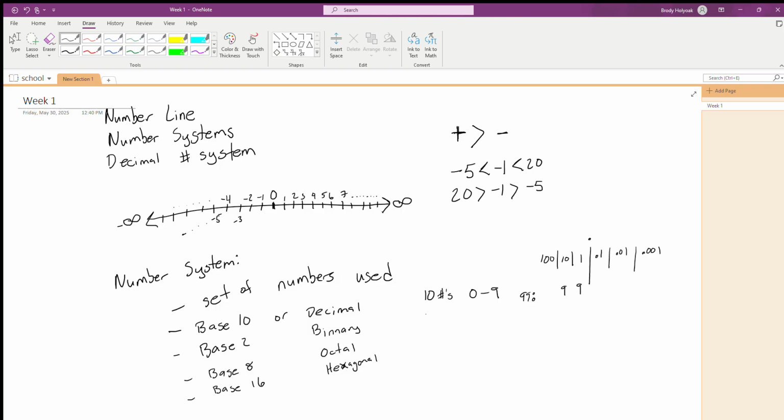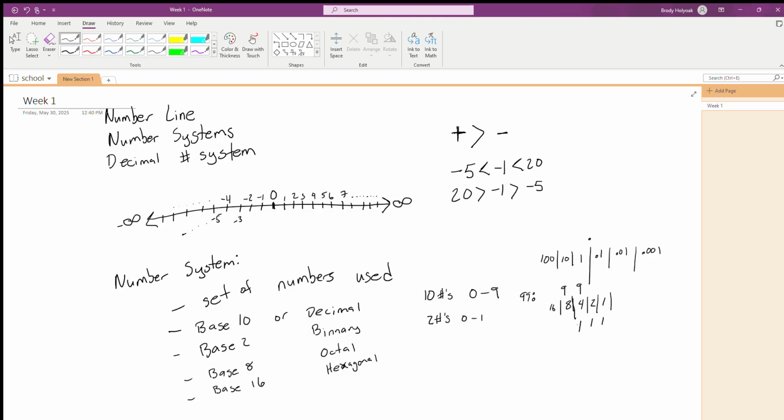Binary has two numbers to choose from, 0 or 1. In binary, we have our place values of 1, 2, 4, 8, 16. So each of these places has a different value associated with it. A 0 or 1 means a 1 in the 1 spot means I have 1. A 1 in the 2 spot means I have 2. A 1 in the 4 spot means I have 4. And then we can simply add them together.